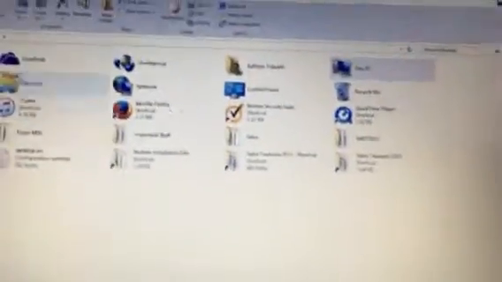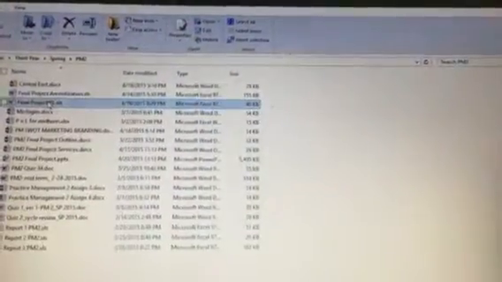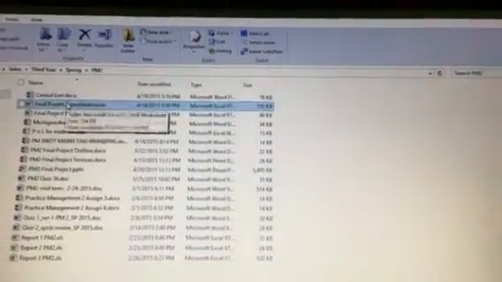Let me find you a better example though. I feel like my practice management 2 is probably a little more complete. Sorry about this, guys, again, being off the cuff. So, final project.